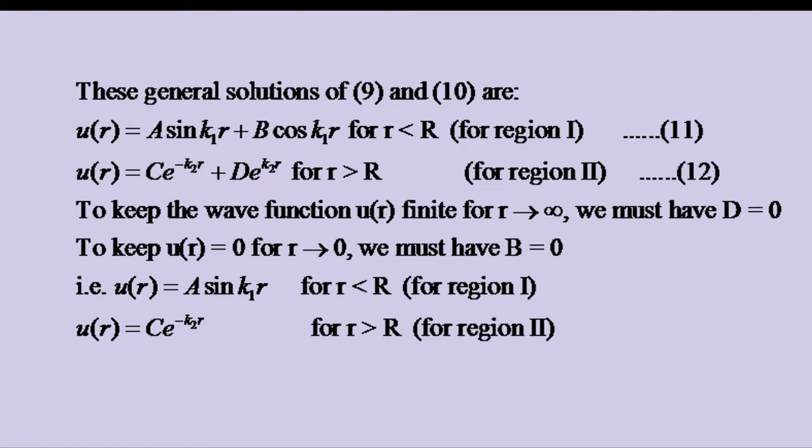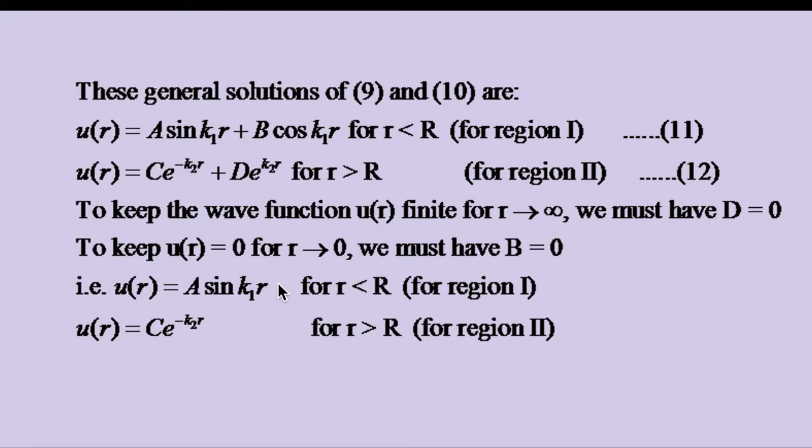And in terms of mathematics, the general solution will be a sum of those two. So both can be a solution, so you are taking it as the sum. That is why it is a sin k1r plus b cos k1r, u of r, for r less than capital R.